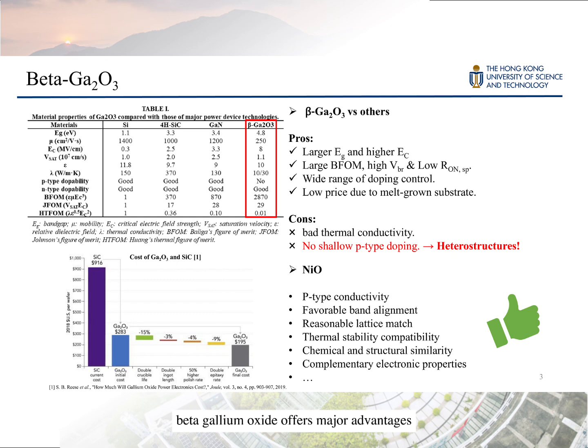Beta gallium oxide offers major advantages: a wide bandgap for high voltage performance, excellent dopability, a high Baliga figure of merit, and low cost. However, its key limitation is an inability to achieve p-type conductivity. Therefore, forming a heterojunction is essential.